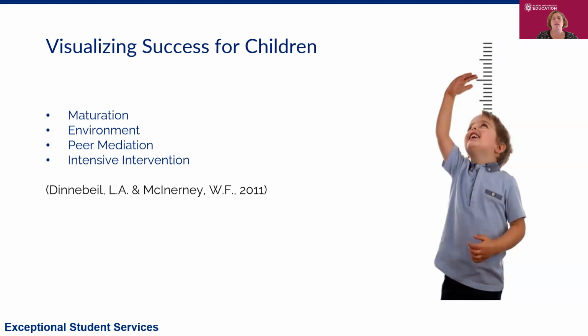The MEPI model is just a framework for figuring out how you help children grow and develop and increase their skills. So MEPI stands for maturation, environment, peer mediation, and intensive intervention. So it's a system for you to come together as a team and analyze and prioritize goals and objectives for children. So when we're thinking about maturation, that is the biological influence and practice that happens naturally for children.